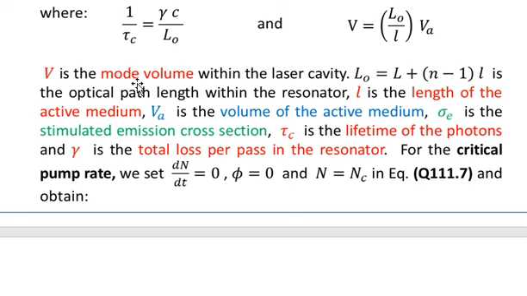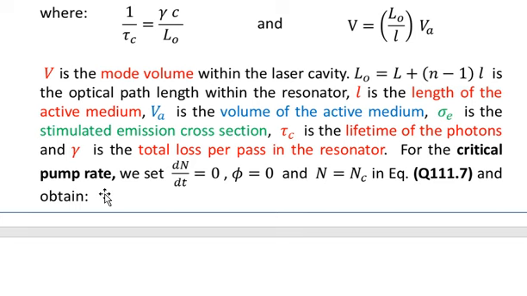That is, capital V is the mode volume within the laser cavity. L naught is equal to capital L plus n minus 1 into small l, the optical path length within the resonator. L is the length of the active medium. N is the refractive index of the active medium rod. VA is the volume of the active medium. Sigma E is the stimulated emission cross section. Tau C is the lifetime of the photons, and gamma is the total loss per pass in the resonator.